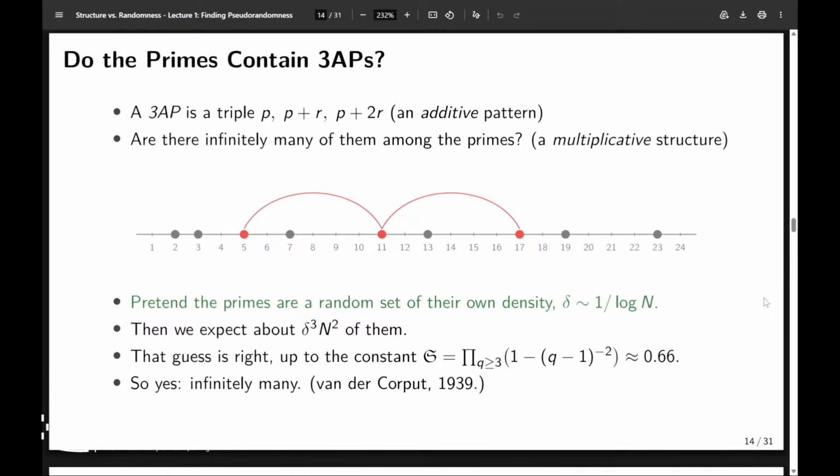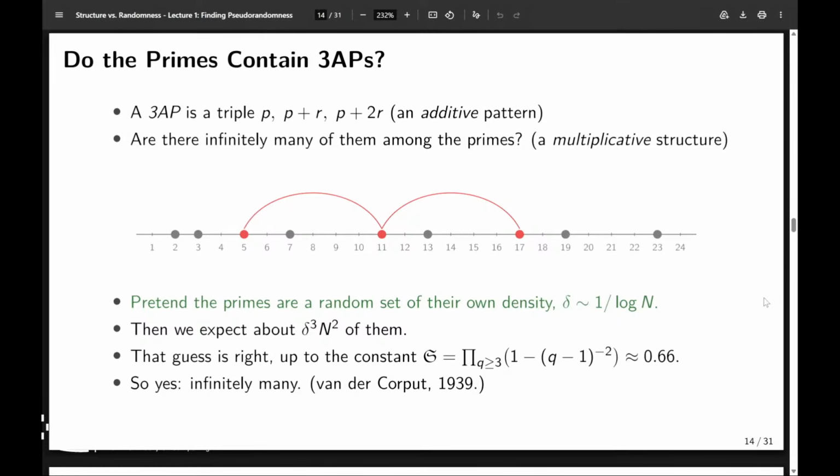So if you apply this heuristic, at least very naively, what do we expect? We expect roughly a delta cubed chance that any particular triple of points is a 3 AP. So we're not expecting that the primes contain a surprisingly high number of 3 APs. We just want them to contain the number you expect for any random set.